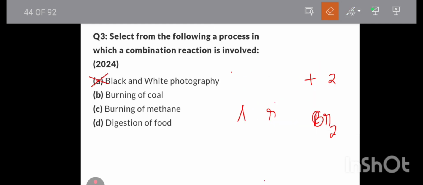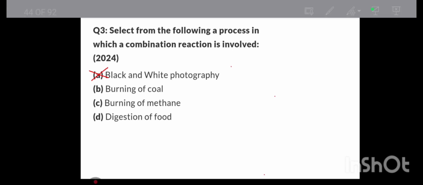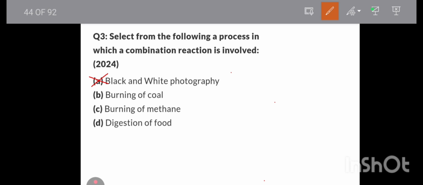Okay, now let's see the next option. Burning of coal. In burning of coal, it is carbon, right? So when carbon is burning, oxygen will be there. So carbon will be reacting with oxygen and it will be forming carbon dioxide. Along with that, heat and light is also produced. So here you can see 2 reactants have combined and a single product is formed. So this reaction can be called a combination reaction.